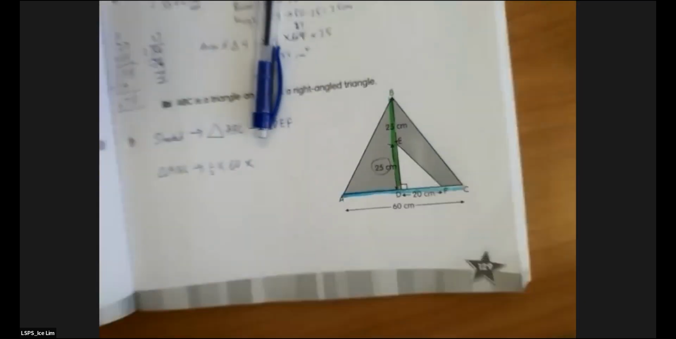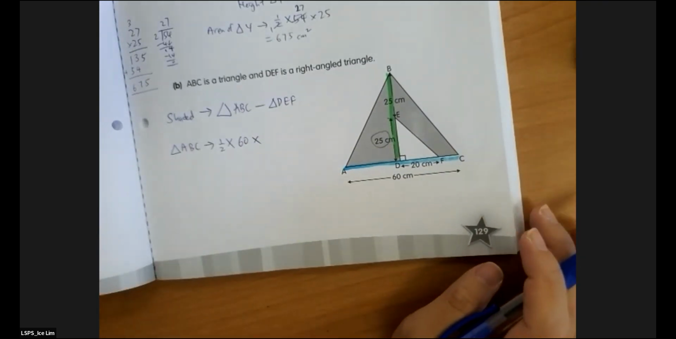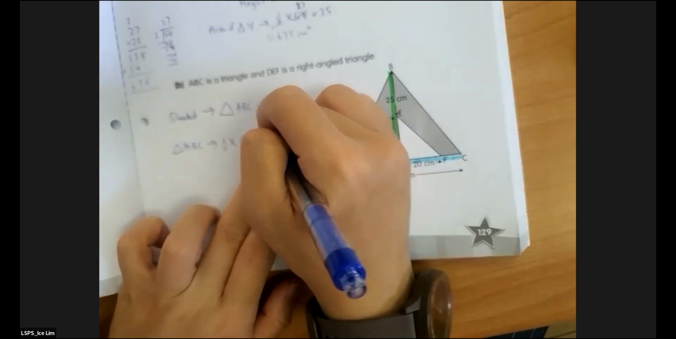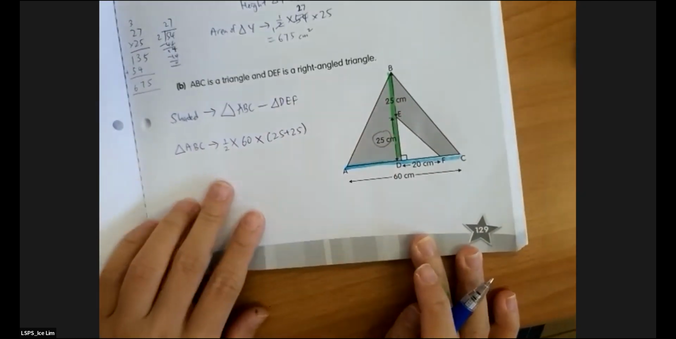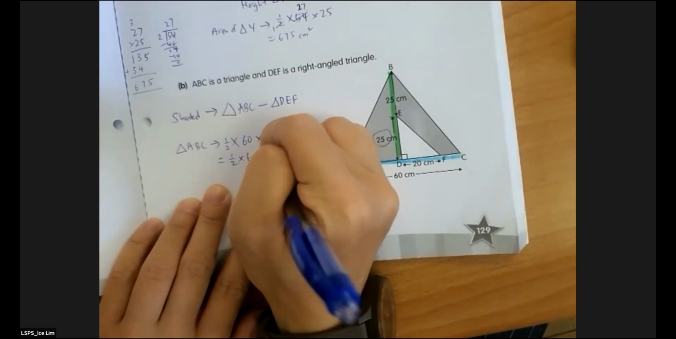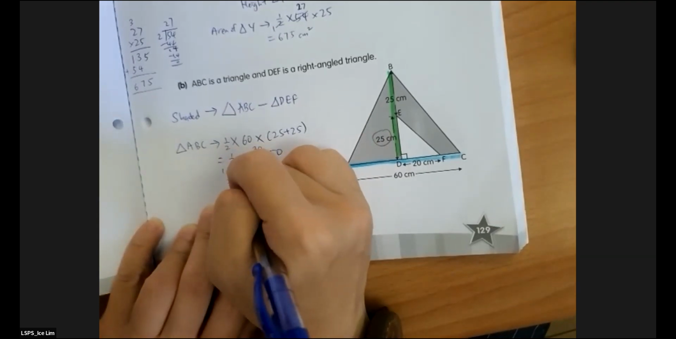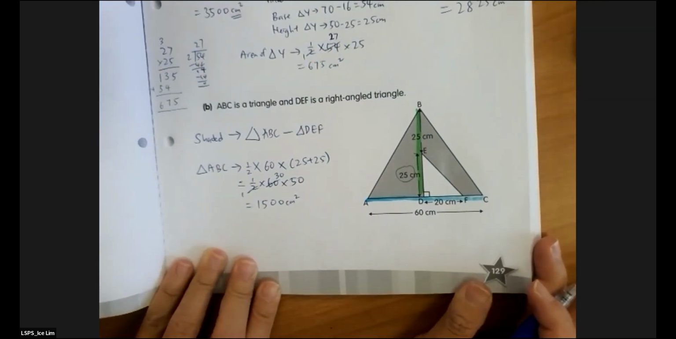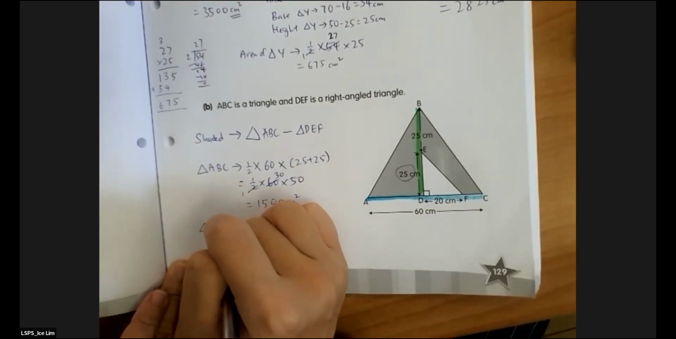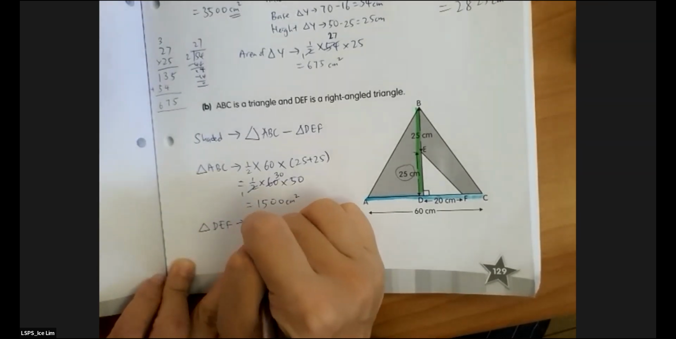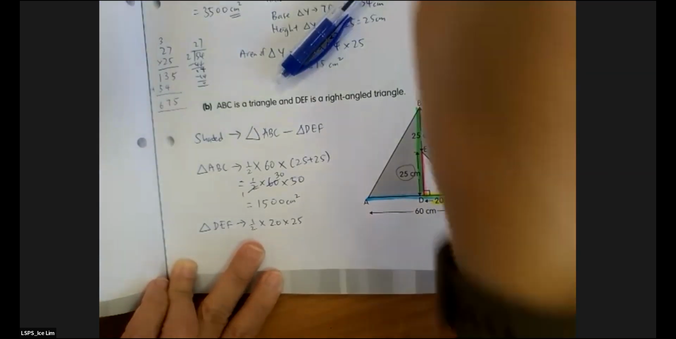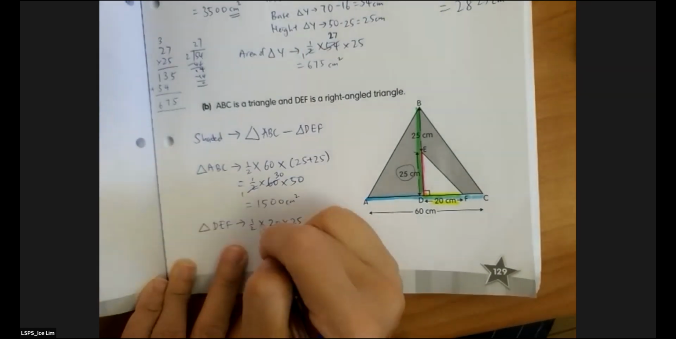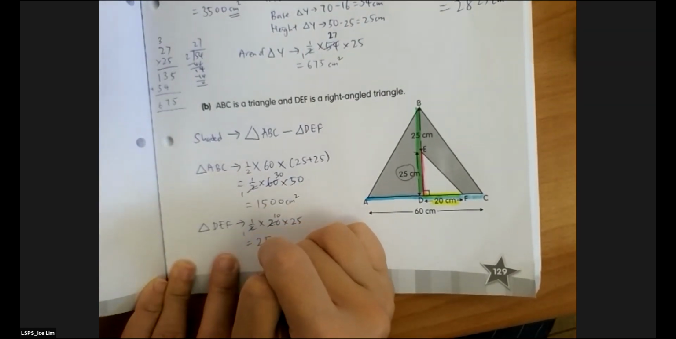Whoops, sorry. Half times 60 times 50. 25 plus 25. Half times 60 times 50. 1,500. Small triangle, triangle DEF. Half times 20 times 25. We are looking at this. Height and base. That will be 250.